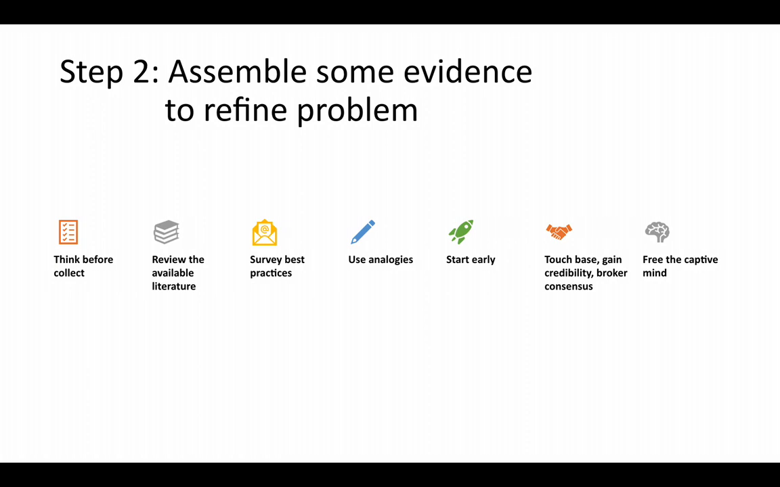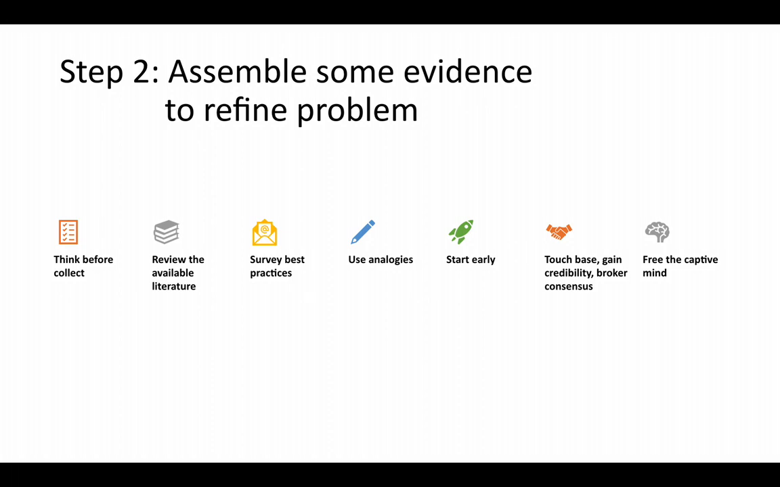But before you actually go directly to collect the evidence, you need to think about it, right? So think before collect. Otherwise, you don't know what kind of information or evidence you need. All right, so the first good starting point is always review the available literature, right? So how about the others talking about the similar issue that you are interested in? And you can survey the best practices, even the best practices from other fields.